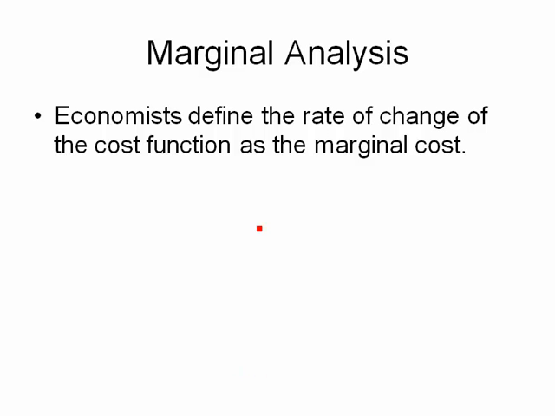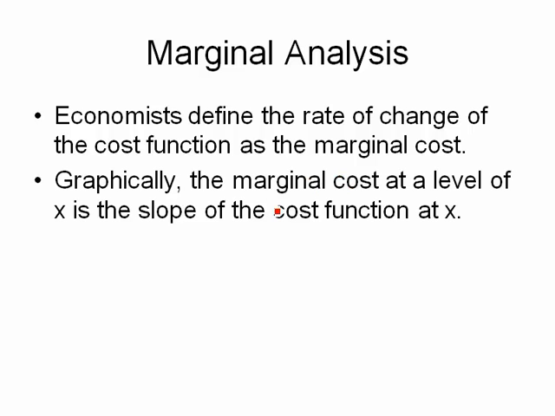Economists define this rate of change of the cost function, or the slope of the cost function, as the marginal cost. Graphically, the marginal cost at a level of x is the slope of the cost function at x. In our case, we just saw that the slope of the cost function was 5, and since it was a straight line, it never changes.